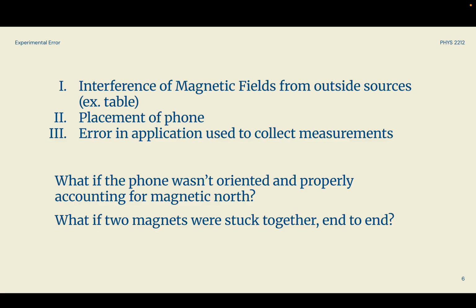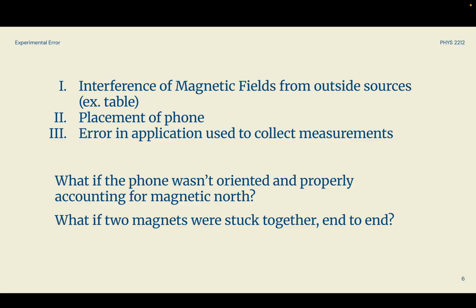And some experimental questions. So what if that phone wasn't oriented and properly accounted for the magnetic north field? Well, then if it wasn't properly oriented, I believe that we would have got not only a Y component, but an X and Y component measurement instead of just that Y component. This makes it more tedious to compensate for Earth's magnetic field, and the calculations are just harder. So aligning the phone was very important during the experimental setup.